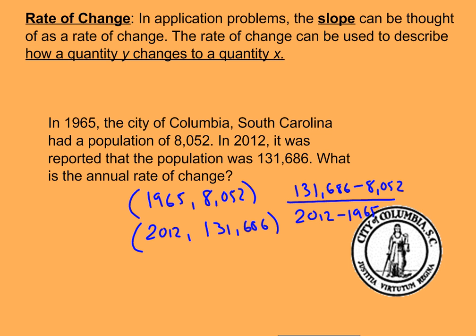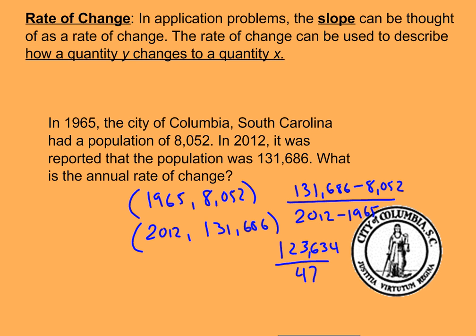So what that's going to give you is this. So this is going to be 123,634 over 47. So now here's what the slope says right now. It says that over a 47-year period, they got more people, 123,634. So in 47 years, 123,634 people moved into Columbia, South Carolina.